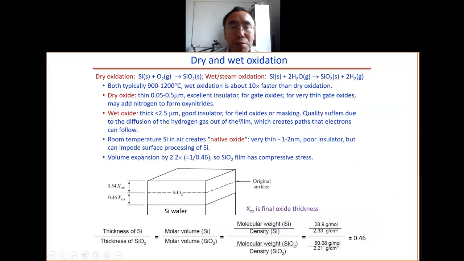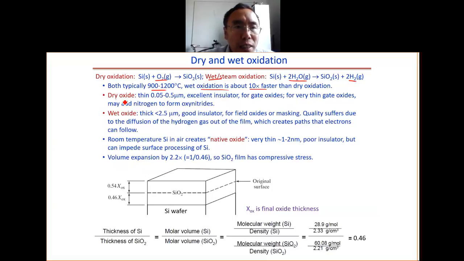So there are 2 types of oxide, called wet oxide and dry oxide, or dry and wet oxidation. For the dry oxidation, we use oxygen. For the wet oxidation, we use water, so then we generate some hydrogen. The temperature is about 900 to 1200 degrees. Wet oxidation is about 10 times faster than the dry oxidation. We will see this later on.